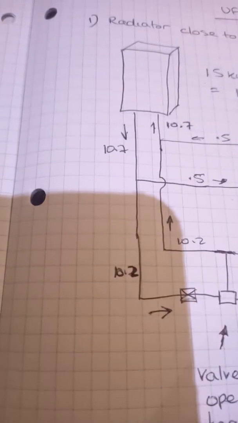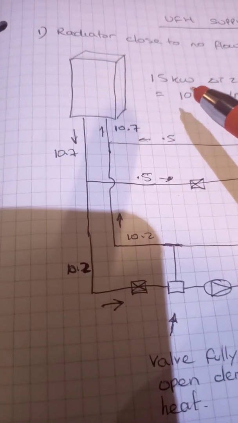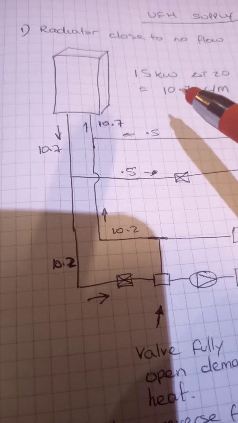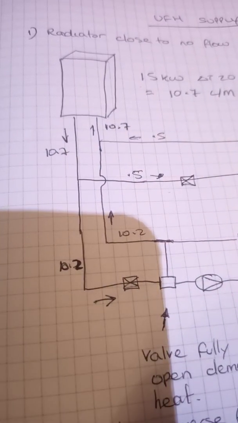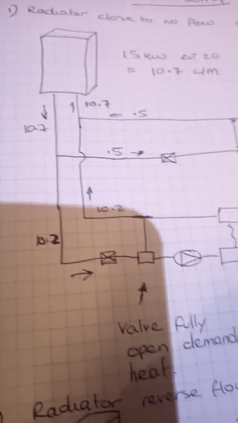Now the boiler is only going to provide us with 10.7, it's 15 kilowatts, it's matching the heat load, it's running at delta T20, 10.7. So we're around 5 litres per minute short. So what are the consequences?